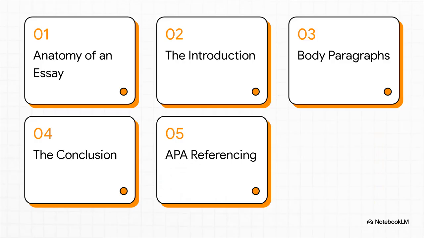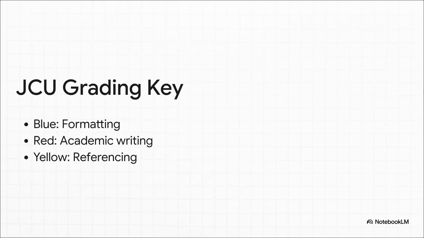Here's our roadmap. We'll hit the anatomy of an essay, crafting the introduction, building strong body paragraphs, concluding with impact, and then we'll wrap up by mastering APA referencing. To make sense of all this, we're relying on a super handy color-coded feedback system used by the university. It breaks our blueprint down into 3 layers. Blue is all about strict formatting rules. Red covers the actual academic writing and how you address the prompt. And yellow? That's your referencing guidelines. Keeping these 3 buckets in mind is an absolute game changer for your next assignment.